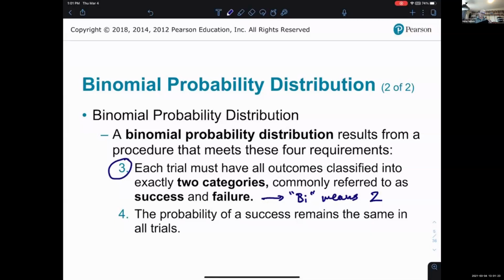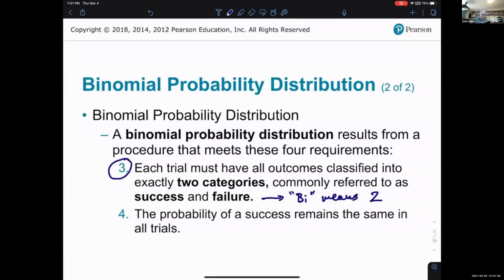So that example of flipping a coin repeatedly satisfies this 3rd requirement. But the example I gave of spinning a number from 1 to 36 on a wheel and seeing which number I get, that has 36 different possible outcomes, not 2. So that does not meet this requirement. That would not lead to a binomial probability distribution.